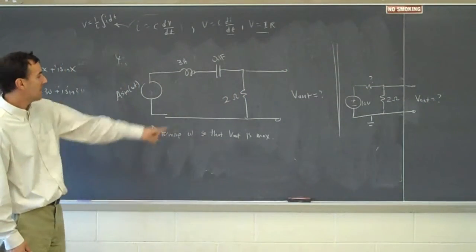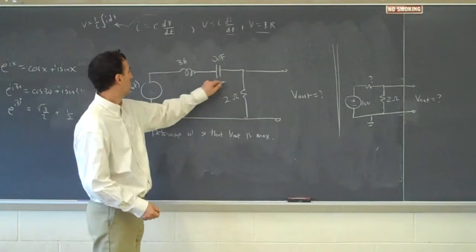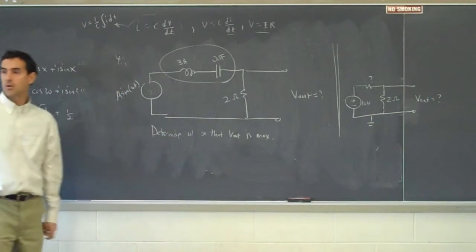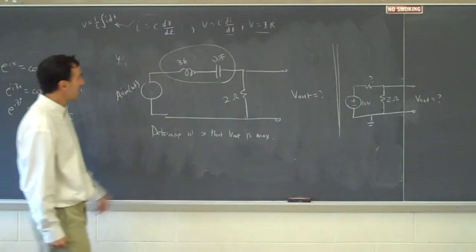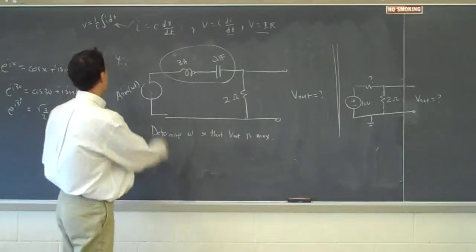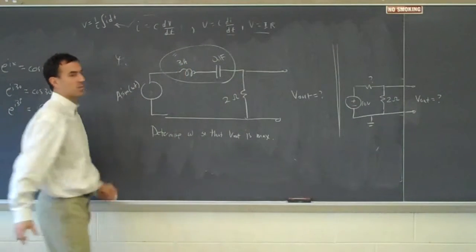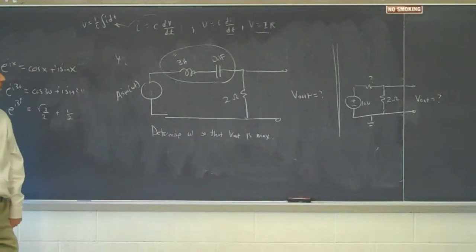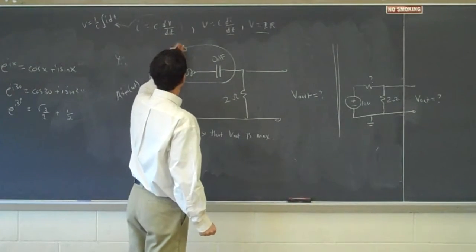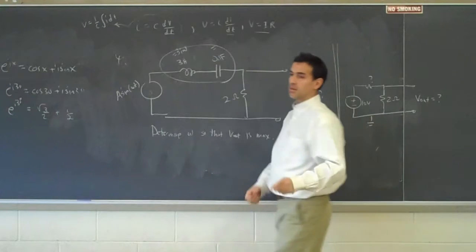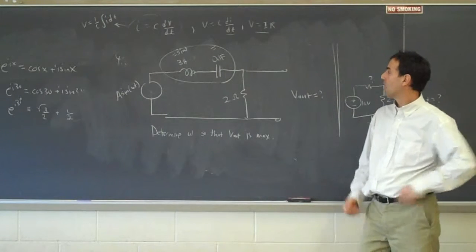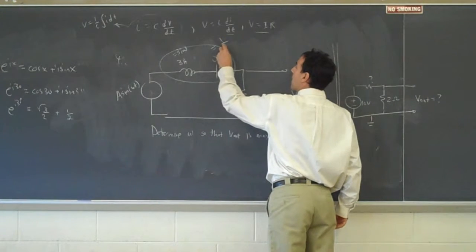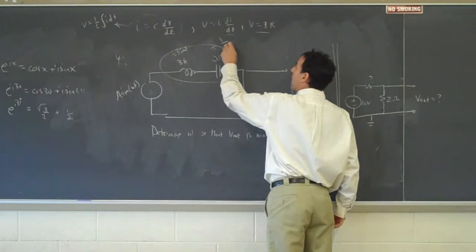Okay, so if I would like to make V out as big as possible, what do I want to do to that? What do I want to do with that impedance? 0. Make it 0 if I can, or at least make it as small as possible. What is the impedance in terms of omega? What's the impedance of this 3 henry inductor? 3i omega. What's the impedance of a 0.1 farad capacitor? 1 over 0.1 i omega. So that's negative 10i.